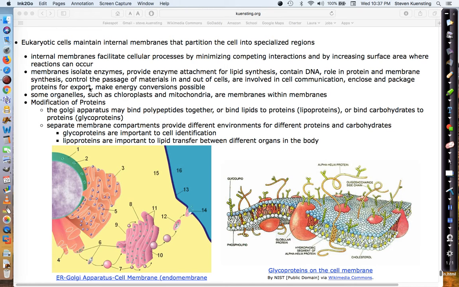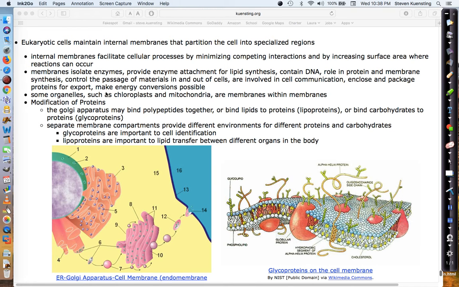ER membranes tend to hold proteins and then put them into little bubbles that go to the Golgi apparatus. The Golgi apparatus is membranes where proteins get modified so that they can go to the cell membrane and get ejected from the cell. So membranes isolate enzymes. They provide enzyme attachment points. They can hold in DNA and protect it. They play a role in protein synthesis because ribosomes on the ER membranes push their proteins through the ER membrane into the inside of the ER, so the ER can then move the proteins towards the Golgi through what are called little vesicles.